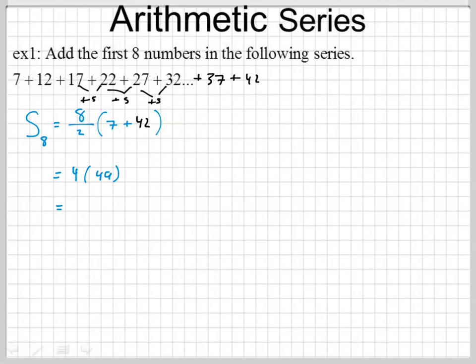So we have 4 times, and then 42 plus 7 will be 49. 4 times 49 is, let's see, I can't do this stuff in my head. 4 times 9 is 36, so 6 and carry the 3. 4 times 4 is 16, we add the 3 to it, that's 19, so we have 196. Is that right? Yeah, that's right. So our sum of the 8 terms is 196.